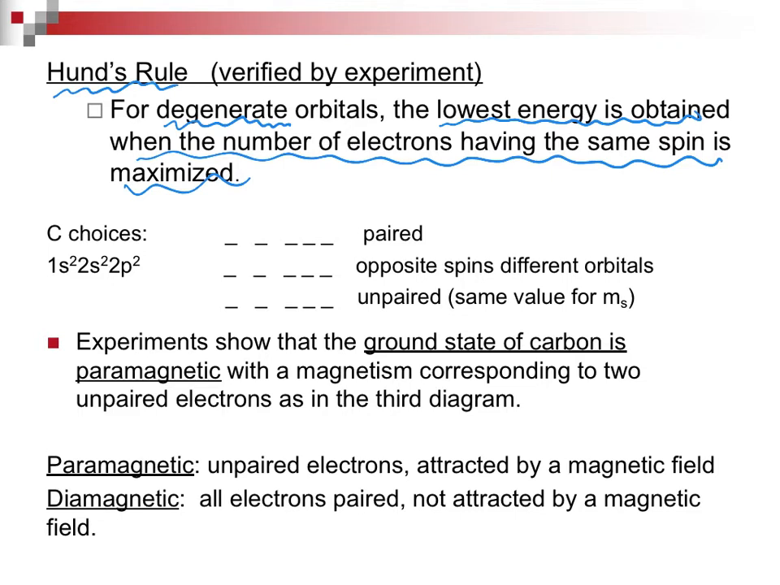For carbon, we have a 1s2. Here's my 1s2. Filling in my three different options, my 2s2, filling in my three different options, and then what's going to happen when I start to fill up the p's? Could I put both of them together? Could I make them paired? Could I give them separate places and have them be opposite spins? Or could I make them unpaired in this manner?